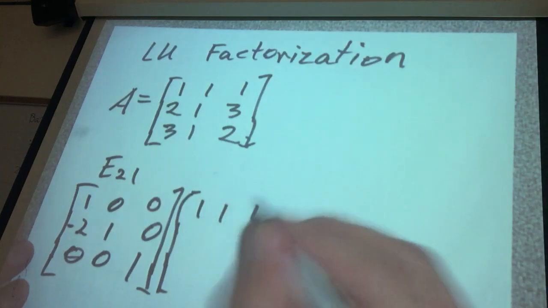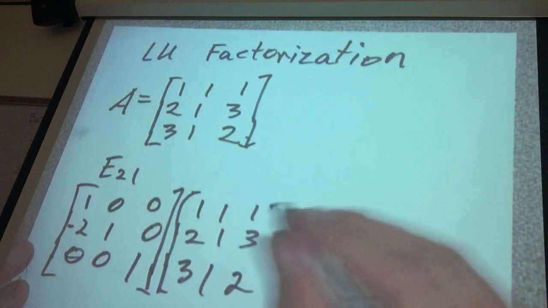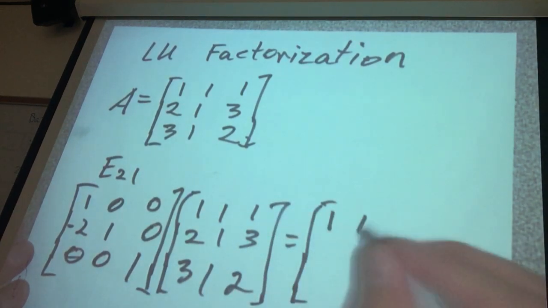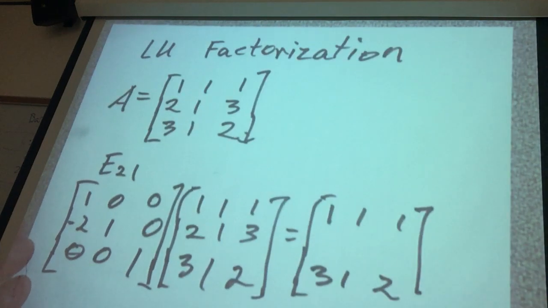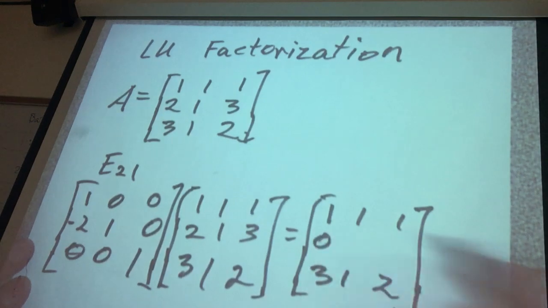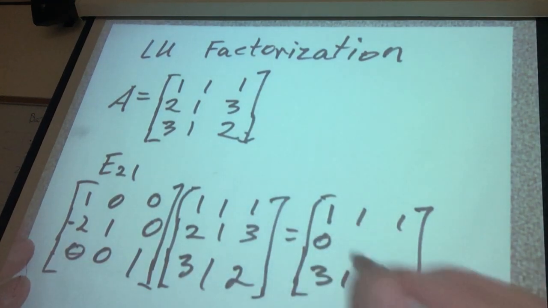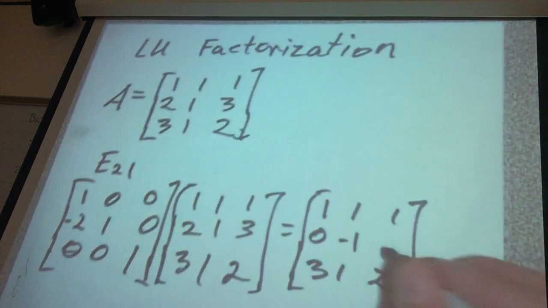Acting upon 1, 1, 1, 2, 1, 3, 3, 1, 2. And now that will equal 1, 1, 1. Okay, 3, 1, 2 is not affected. Negative 2 times 1 is negative 2. Negative 2 plus positive 2 is a 0. Negative 2 times 1 is negative 2. Negative 2 plus 1 is a negative 1. And then negative 2 times 1 becomes a negative 2. Negative 2 plus 3 is a positive 1.